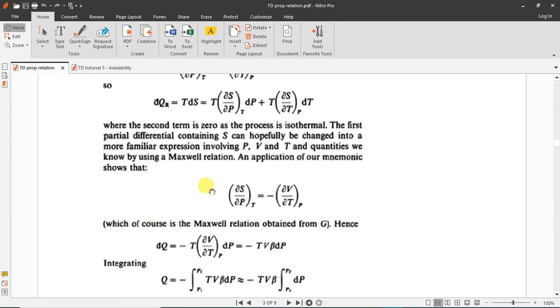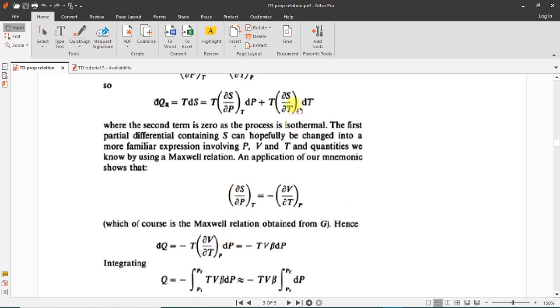Now we know this is Maxwell relation, dou S by dou P at constant T equal to minus of dou V by dou T at constant P. So instead of this value, we can substitute this value. So what will be the equation? Del Q is equal to, I am substituting this value, minus T dou V by dou T at constant P dP.